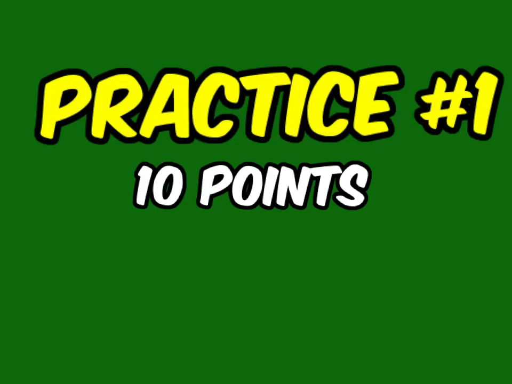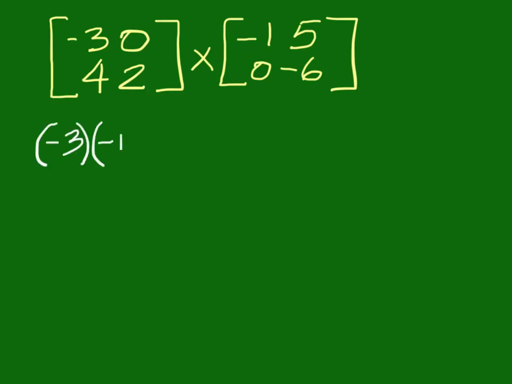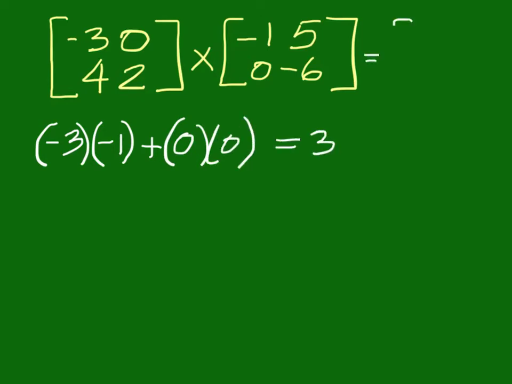Try this one and bring it up. Matrix 1 is negative 3, 0, 4, 2, and the second matrix is negative 1, 5, 0, negative 6. This one, let's see, it should be negative 3 times negative 1 plus 0 times 0. So that would just be a 3, and we'll dump that in there.